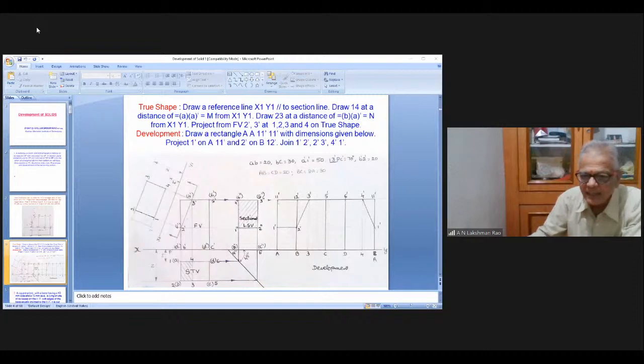But he said that it is inclined at an angle of 30 degrees to VP. So first, I draw a 30 degrees line here, and complete this square. Square side is 40. This angle is 30. I didn't mark it, but this is 30. Now the square is over. Top view is over.